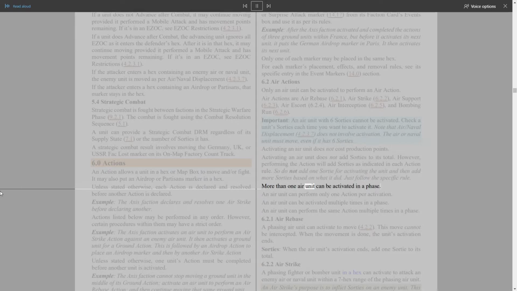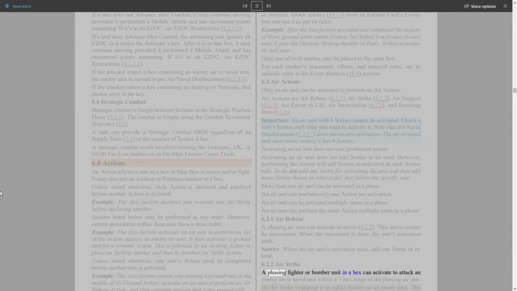More than 1 air unit can be activated in a phase. An air unit can perform only 1 action per activation. An air unit can be activated multiple times in a phase. An air unit can perform the same action multiple times in a phase. 6.2.1 Air Rebase. A phasing air unit can activate to move 4.2.2. This move cannot be intercepted. When the movement is done, the unit's activation ends. Sorties. When the air unit's activation ends, add 1 sortie to its total.